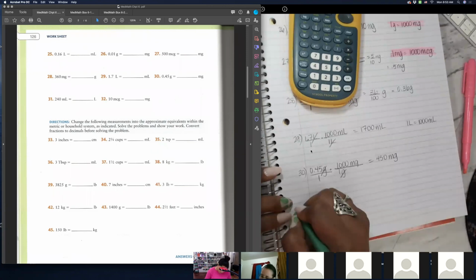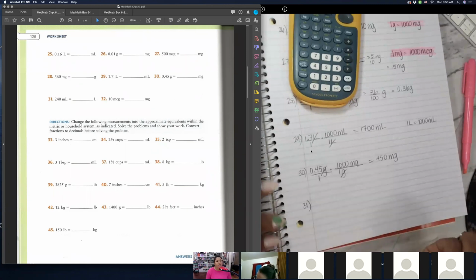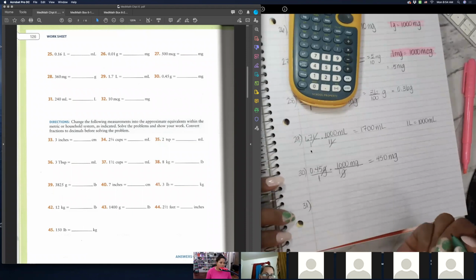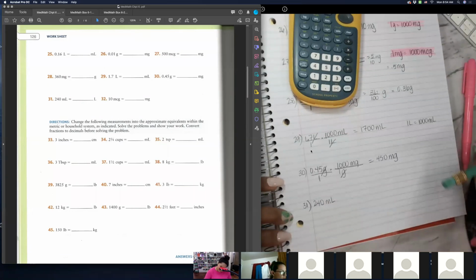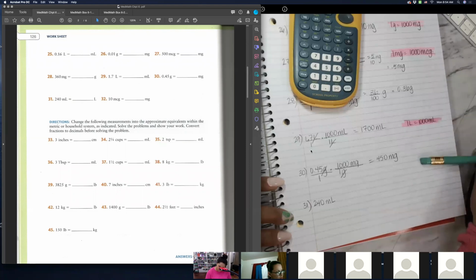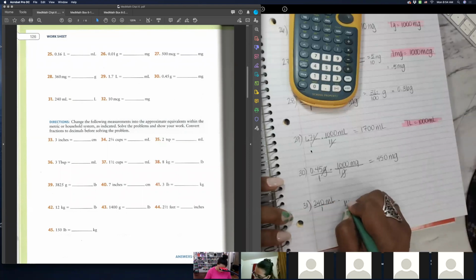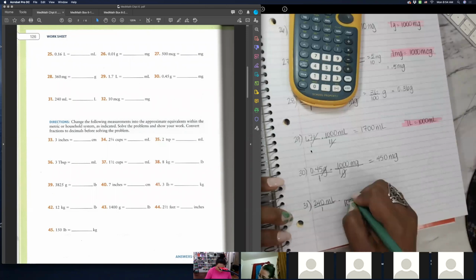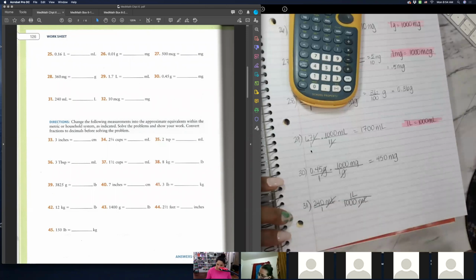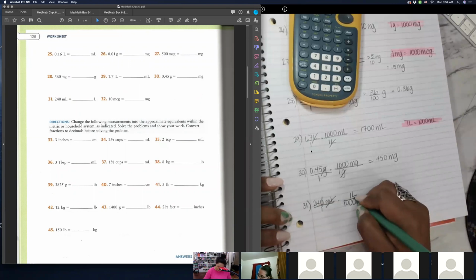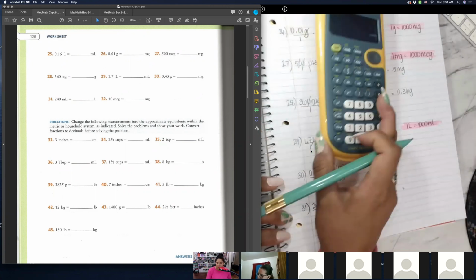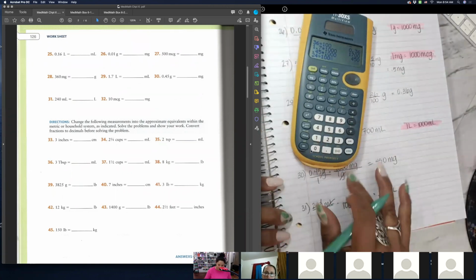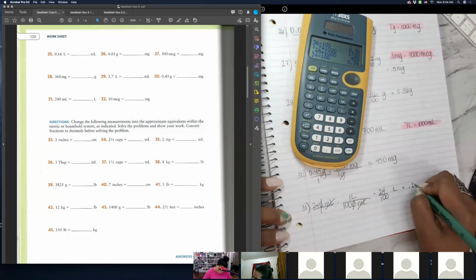Okay, that's 31. It is asking us to convert 240 milliliters to liters. Again, 1 liter is equal to 1,000 milliliters. So 1,000 milliliters to 1 liter. Our unit of milliliters cancel. 1 zero can cancel from there, and 1 zero can cancel from there. So I'm left with 24 over 100. Plug that into your calculator. And that's 0.24 liters.